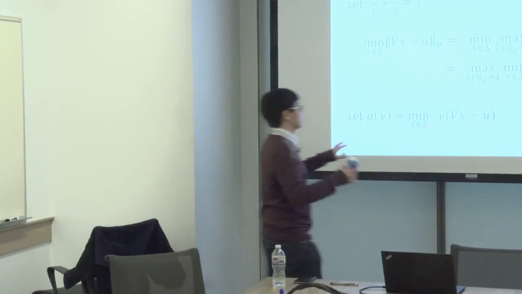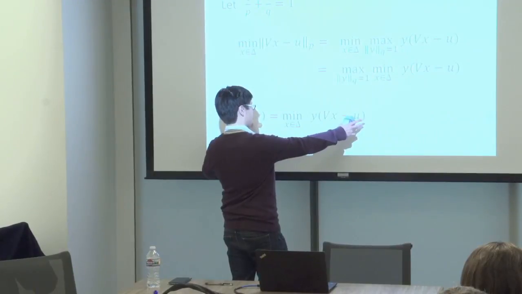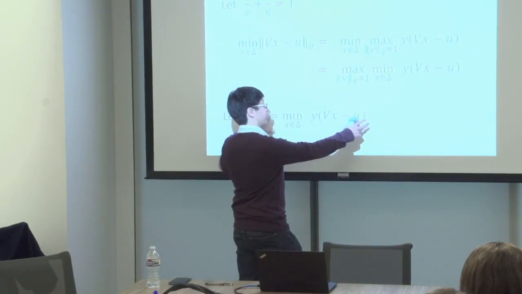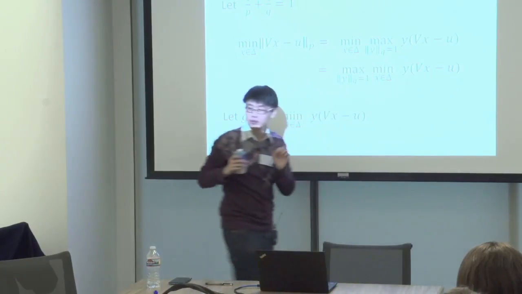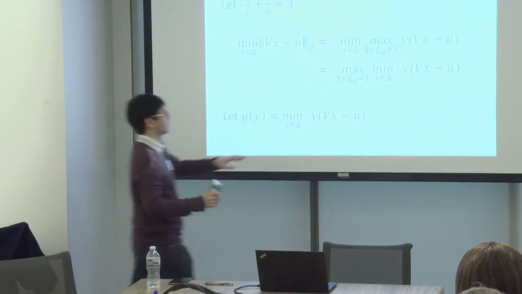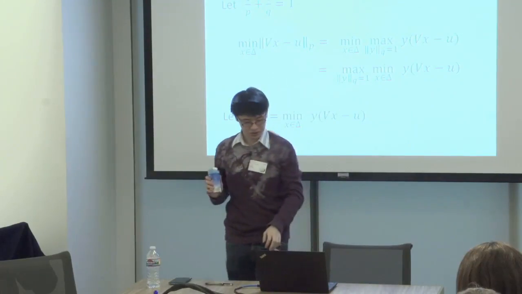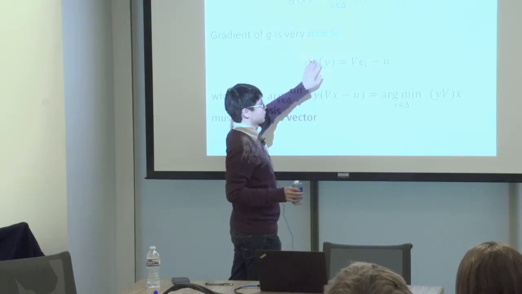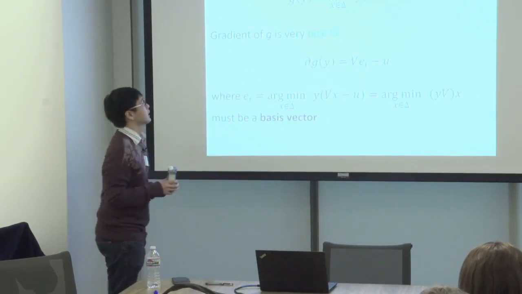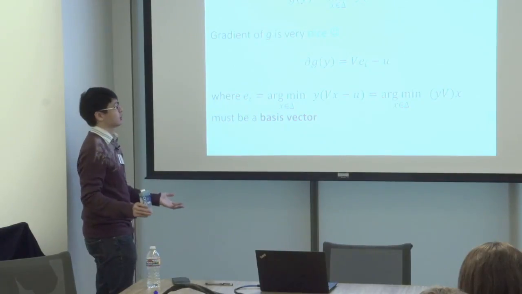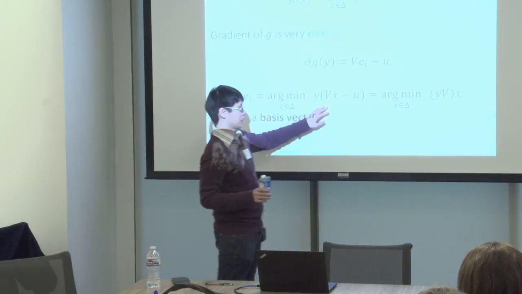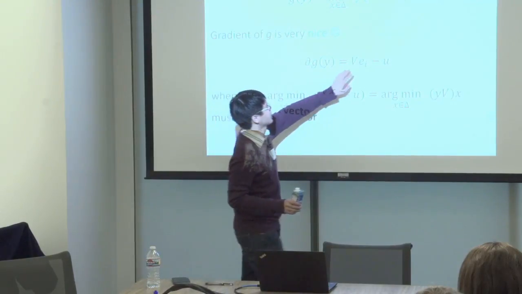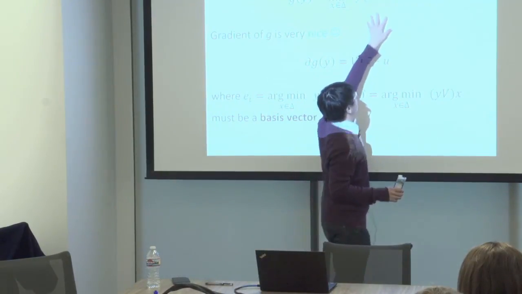And so our observation is that it's significantly simpler to study this function, to optimize this dual function. I'm not going to get into the details, but the reason you can do it is because the gradient of this is something very nice. It's basically a linear function in x. So if you minimize it, you are just going to get what we have here.